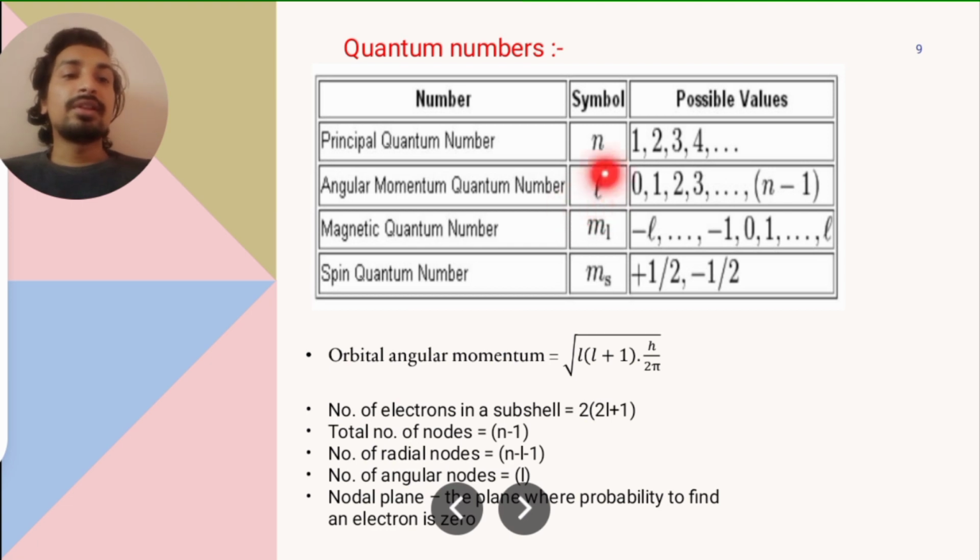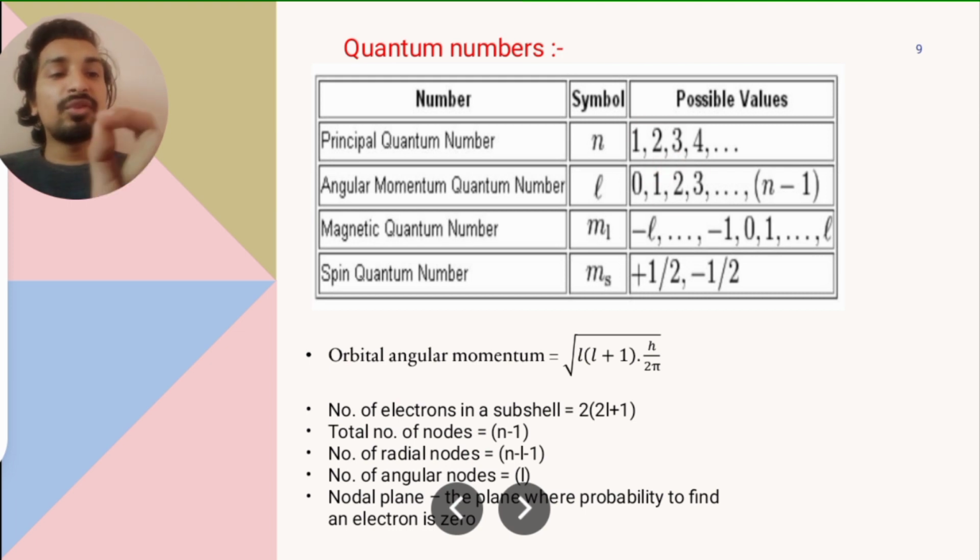Angular quantum number, that is L, which is 0 1 2 3 4. It comes up to n minus 1. So it starts from 0 and goes on to n minus 1. And magnetic quantum number is minus L to plus L. So if the L value is 1, the magnetic quantum number will be minus 1, 0, plus 1, like that. And spin quantum number will be plus half and minus half. Orbital angular momentum is nothing but the square root of L into L plus 1, into h by 2 pi. That is the formula. And then you have number of electrons in subshell. Then you have total number of nodes, that is n minus 1, like that.